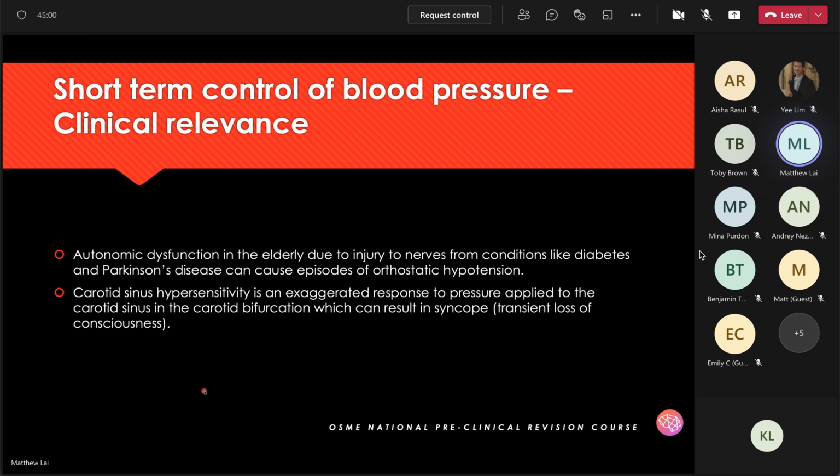So, clinical relevance: you can get autonomic dysfunction in the elderly due to injury to nerves from stuff like diabetes and Parkinson's disease. And as a result, the elderly can be susceptible to falls. So they can get orthostatic hypotension. And then similarly, carotid sinus hypersensitivity: you apply pressure to the carotid sinus, and it can result in syncope, transient loss of consciousness, because your baroreceptors are stimulated and your blood pressure drops.